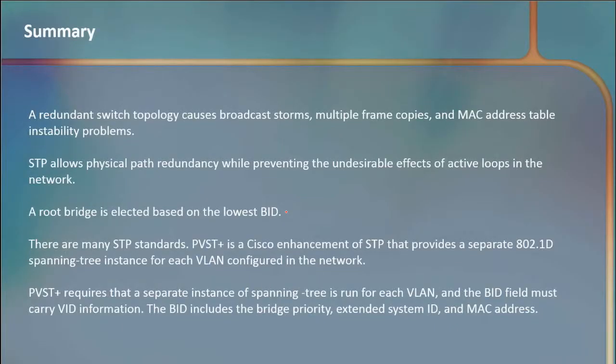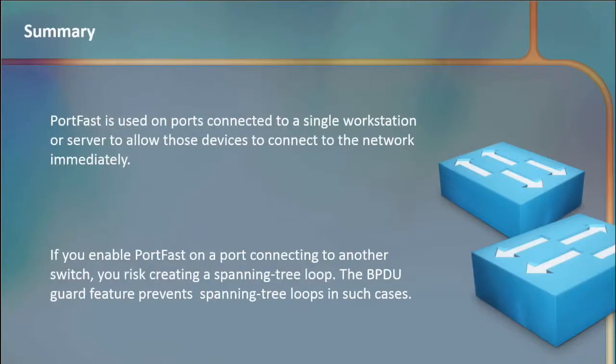And that's going to wrap up our first section. So in summary, port fast can be used on ports connected to a single workstation, allowing them to boot and get network access immediately. When you enable port fast on a port connected to another switch, you risk creating a loop. BPDU guard says if I ever see a BPDU come in this interface, I'm going to shut this interface down.